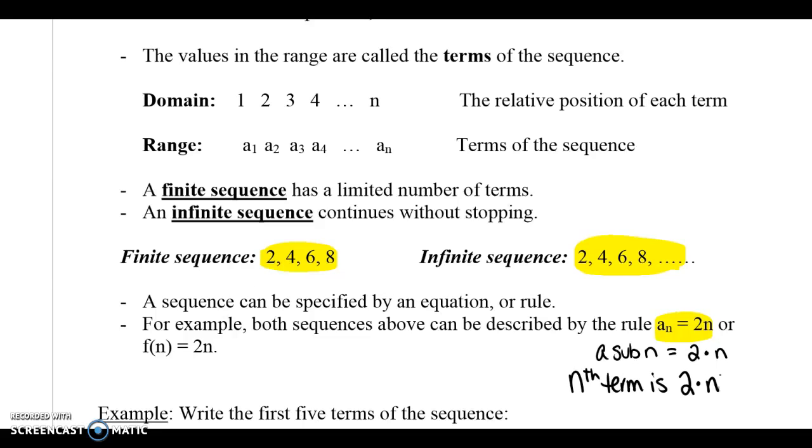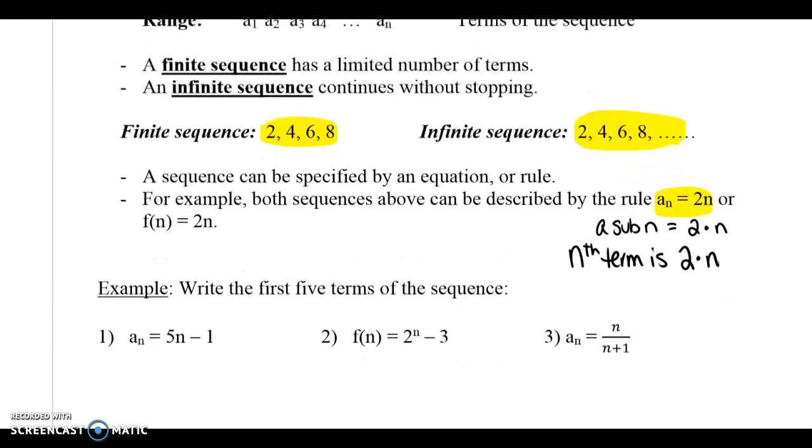So if I wanted to find the 12th term, I could do 2 times 12. If I wanted to find the 200th term, I would do 2 times 200. So the n is which term we're talking about. And the domain is the number of the term. So the domain of this finite sequence is 1, 2, 3, 4 because there's term 1, the second term, the third term, and the fourth term. The range is the actual terms in the sequence, like 2, 4, 6, and 8. Not that you really need to know that all that much, but yeah, it's there.